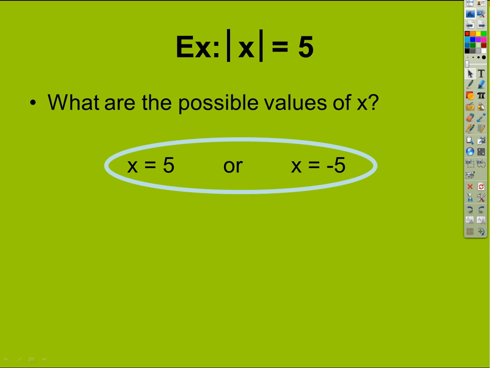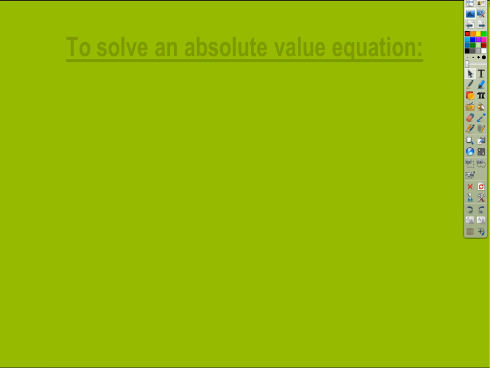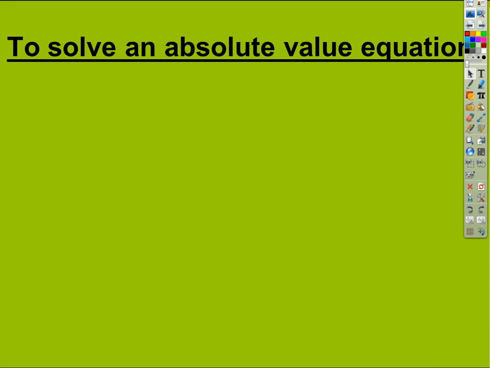Okay, I need you back up here. Okay, so piece of cake, right? So far, so good. We know those are the values that would make that work. Let's try something a little more difficult. How about something that looks more like that?